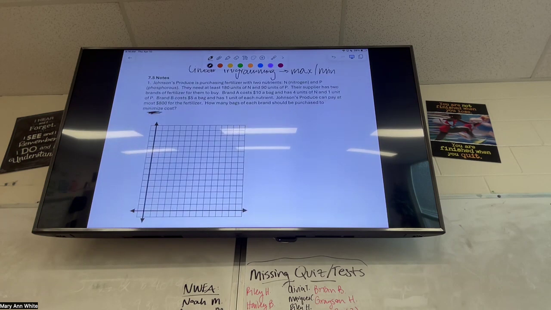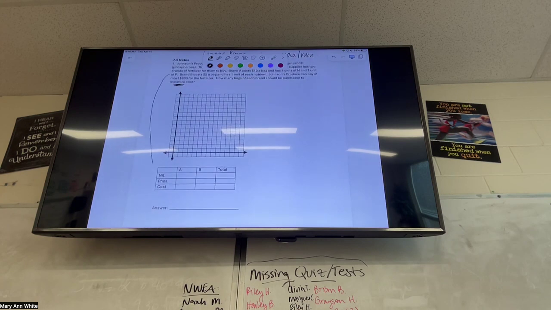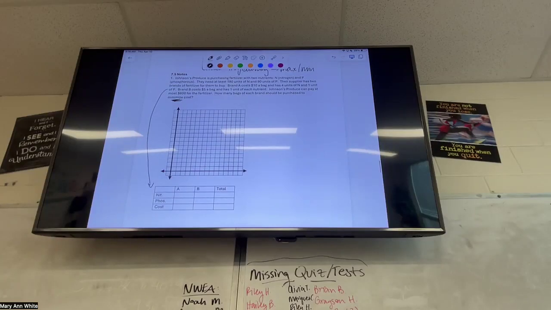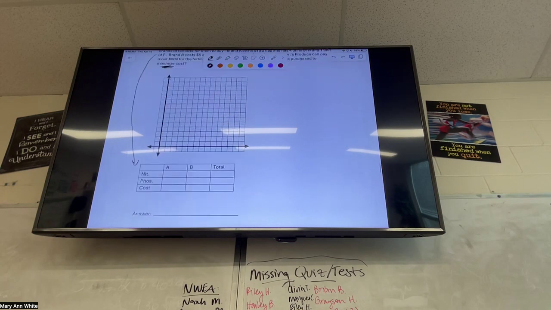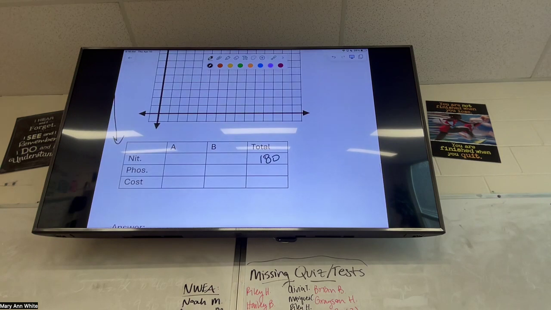We're gonna take all of these words and put them in this little chart to help us write equations to put in a matrix and to end up graphing, okay? So first thing, it says we need at least 180 units of nitrogen and 90 units of phosphorus. Where in this chart is 180 and 90 gonna go? Total, good. So I need total nitrogen is 180, total phosphorus is 90.